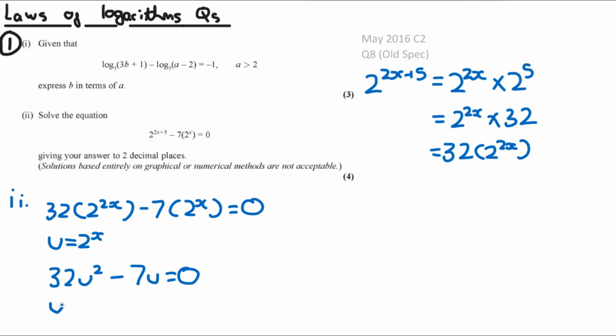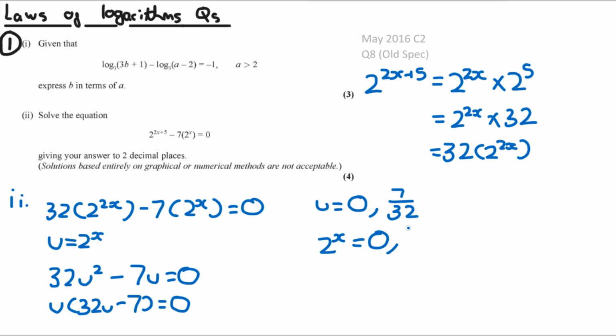The first thing we can do is factor out the u to do u times (32u minus 7) is equal to 0, and therefore we can set each factor equal to 0 individually, where this is u is equal to 0, and then this is going to be 7 over 32. So u is equal to 2 to the power of x, so therefore 2 to the power of x is equal to 0 or 7 over 32. But 2 to the power of x cannot be equal to 0, because you cannot have a power that's equal to 0. So therefore the only solution is 2 to the power of x is equal to 7 over 32.